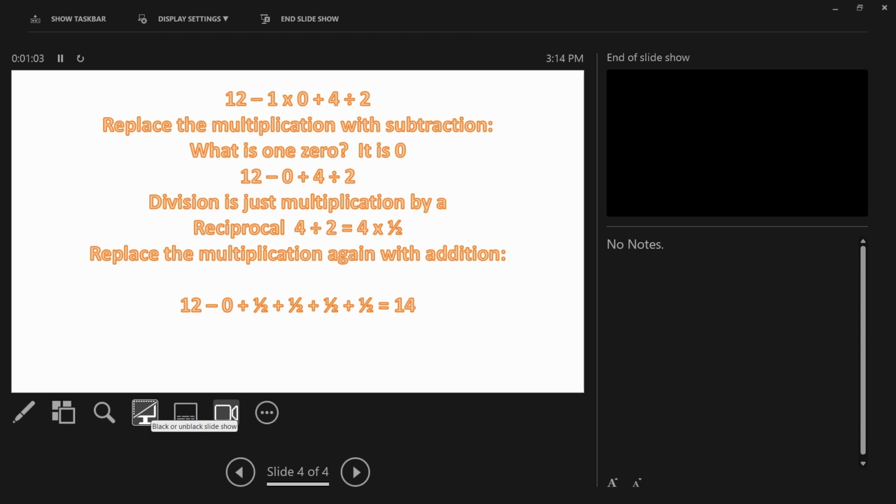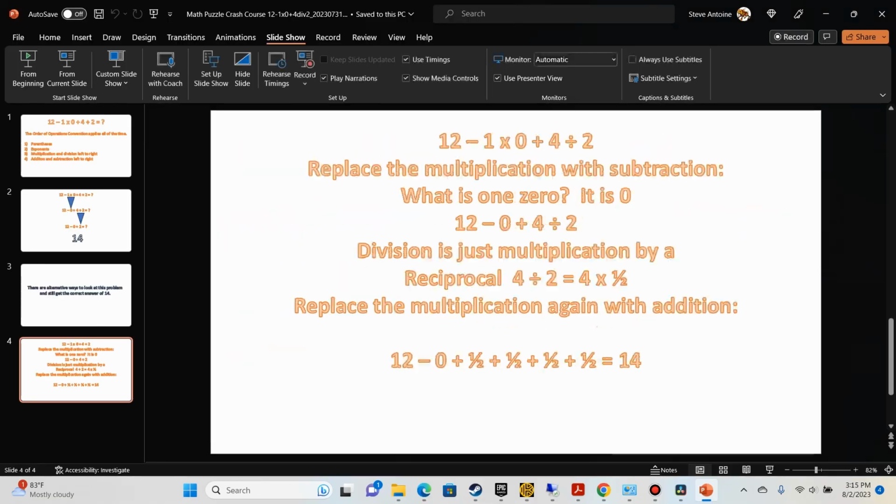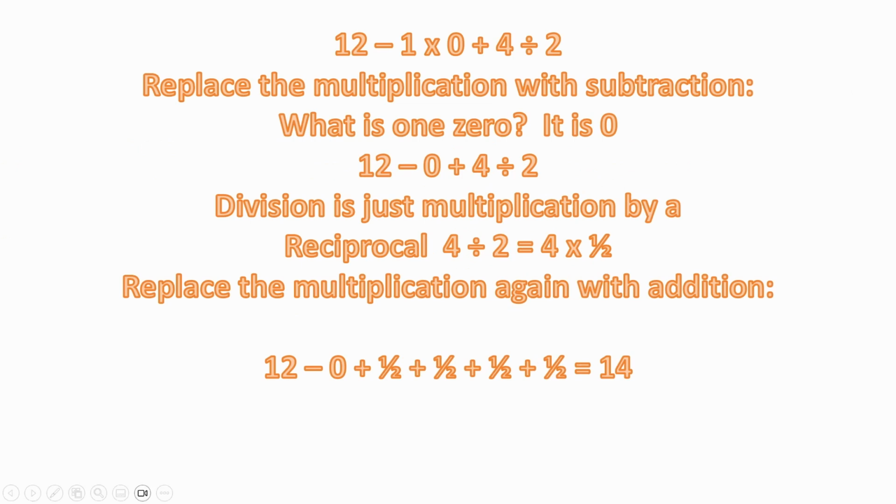Division is just multiplication by a reciprocal, right? So 4 divided by 2 is the same thing as saying 4 times 1/2, right? 4 times 1/2 is the same as adding 1/2 four times. So you can also replace 4 divided by 2 with 4 times 1/2. 4 multiplied by 1/2 is the same thing as saying 1/2 plus 1/2 plus 1/2 plus 1/2.